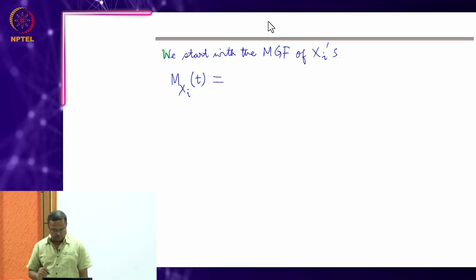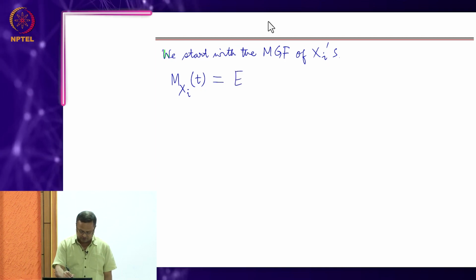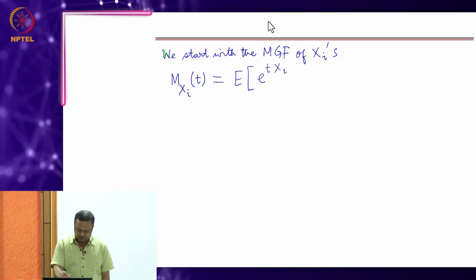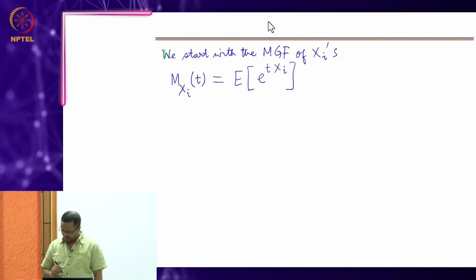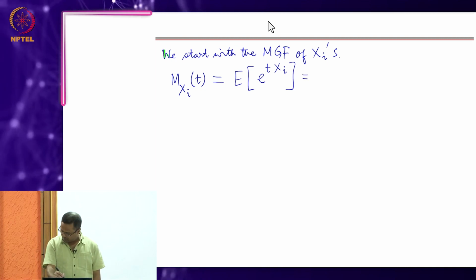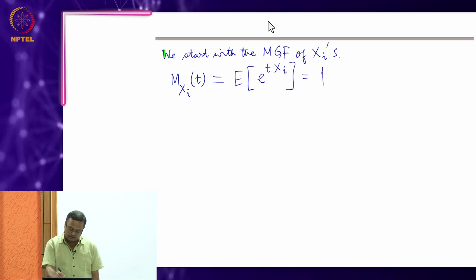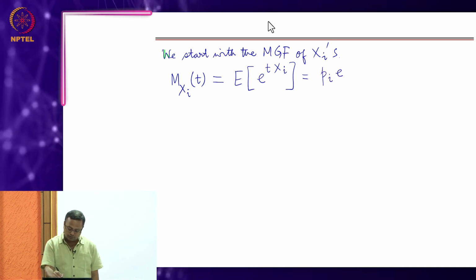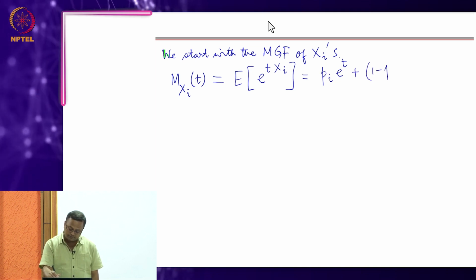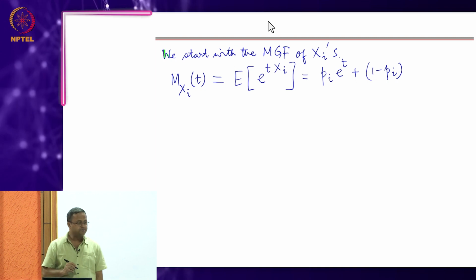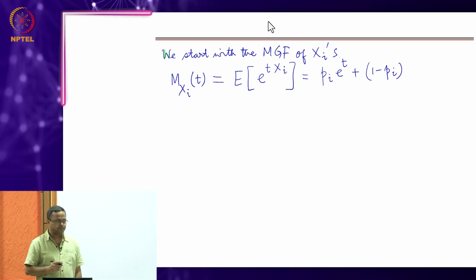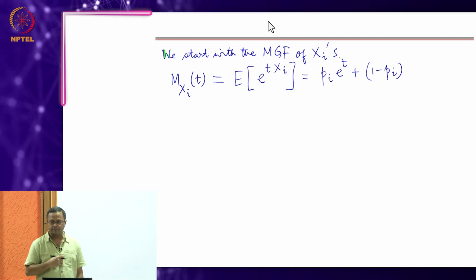Yeah, quickly figure this out. So, this is nothing but expectation of e to the power of t xi. Xi is 0 or 1. So, what I get is pi into e to the power of t plus 1 minus pi. Agreed? So, you are okay with this expression?